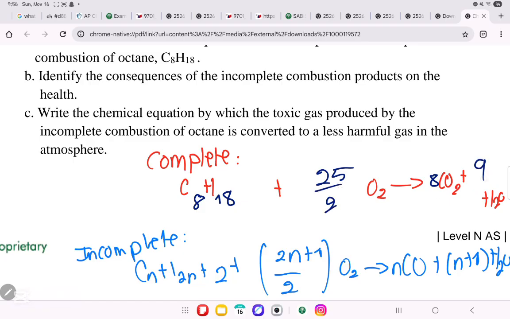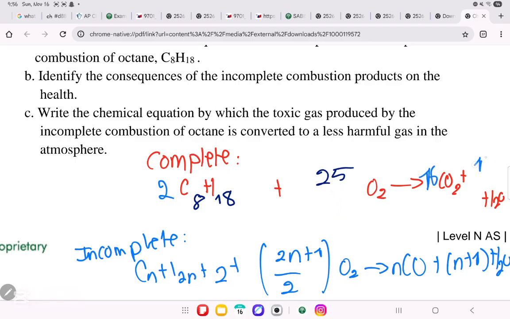To 9 H2O. Now I have a problem here. I cannot keep it as a fraction, so I need to multiply everything by 2. If I did multiply everything by 2, I'd have 2C8H18 plus 25 O2 will give me 16 carbon dioxide in addition to 18 water.